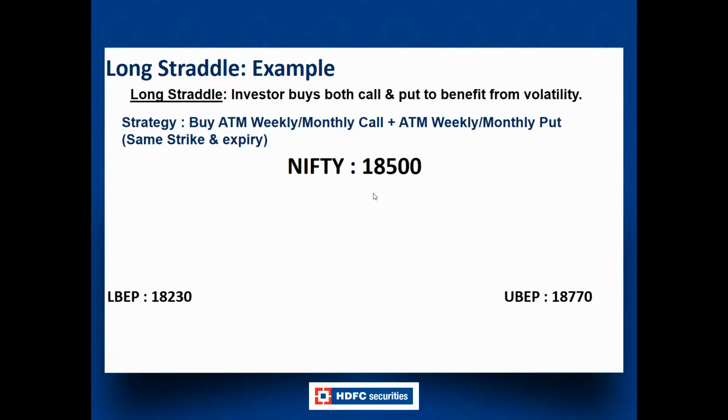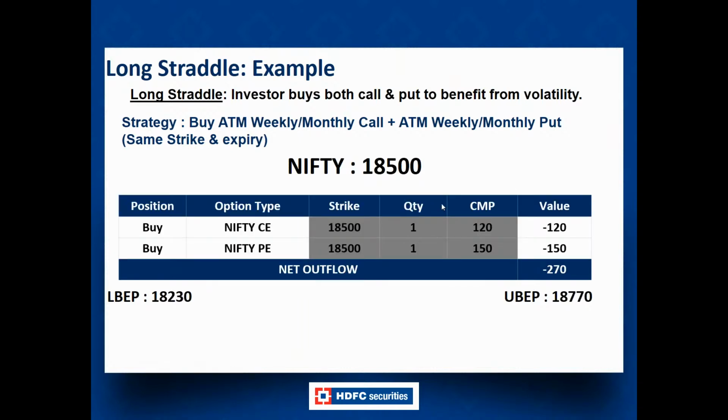So here in the long straddle, what you have to do is buy one at the money weekly or monthly call and also buy one at the money put. You have to buy one at the money call of monthly or weekly, and simultaneously buy one at the money put option of monthly or weekly expiry. That should be of same strike price and same expiry. So let us understand with an example. Suppose Nifty is quoting at 18,500, and you buy 18,500 call option at 120 rupees and simultaneously buy 18,500 put option at 150 rupees of the same expiry. So your net outflow would be 120 rupees plus 150, that is 270 rupees, is a net outflow of the premium.